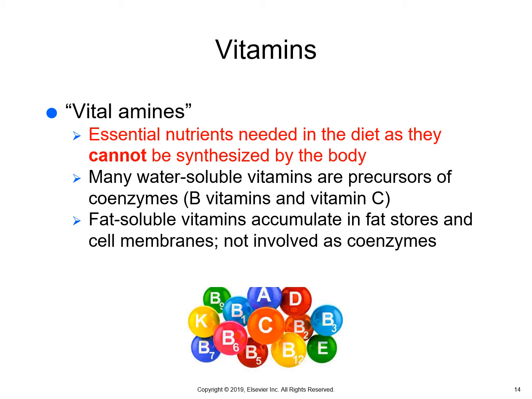What are vitamins? Vitamins are essential nutrients that we need in our diet because we can't synthesize vitamins. They are often referred to as vital amines. Many water-soluble vitamins are precursors to those coenzymes I talked about, so B vitamins and vitamin C. And then the fat-soluble vitamins are A, D, E, and K. Fat-soluble vitamins can accumulate in our fat stores and cell membranes, and they are not involved as coenzymes.